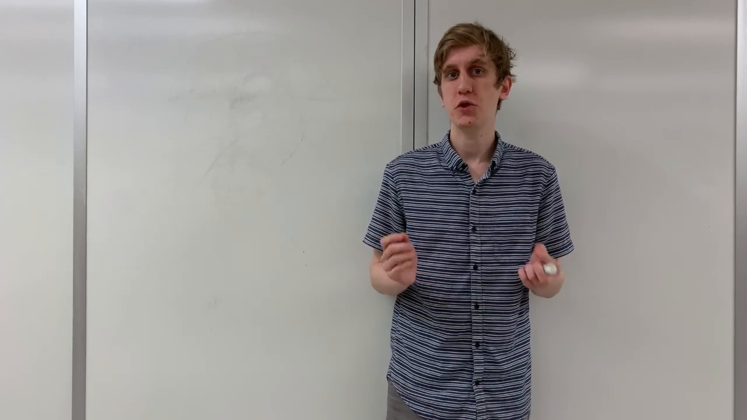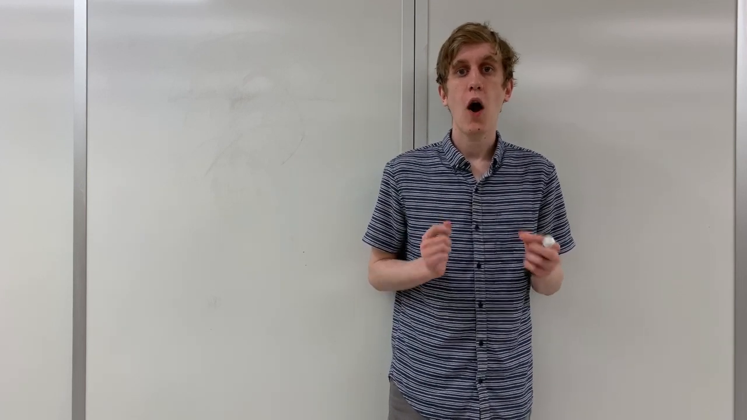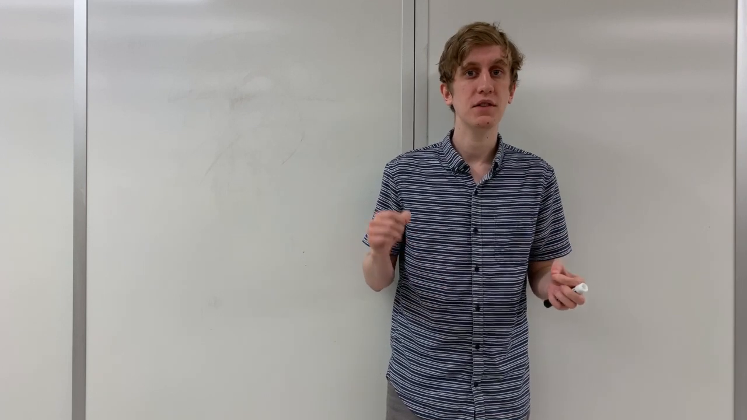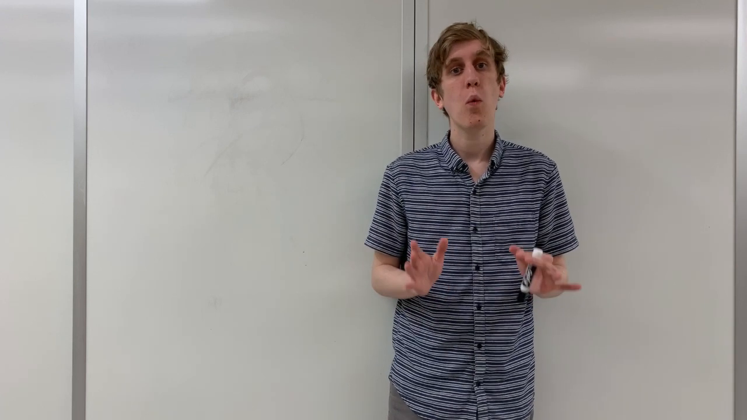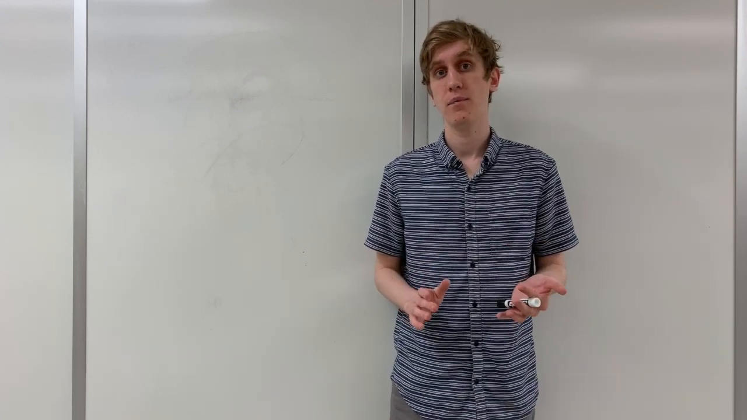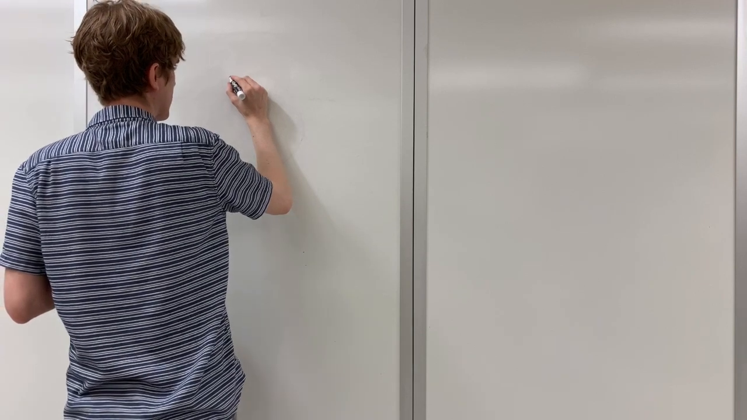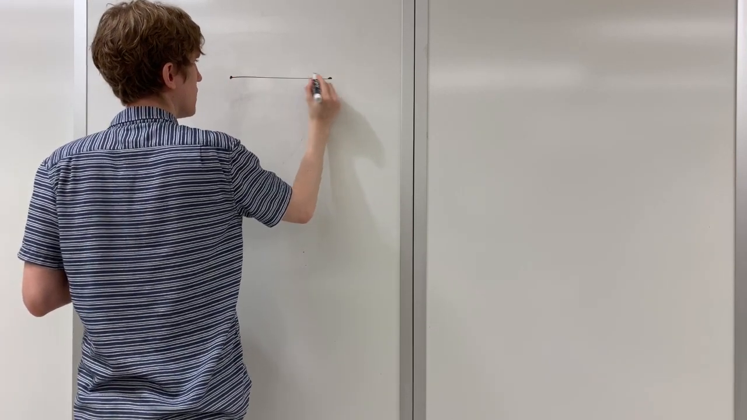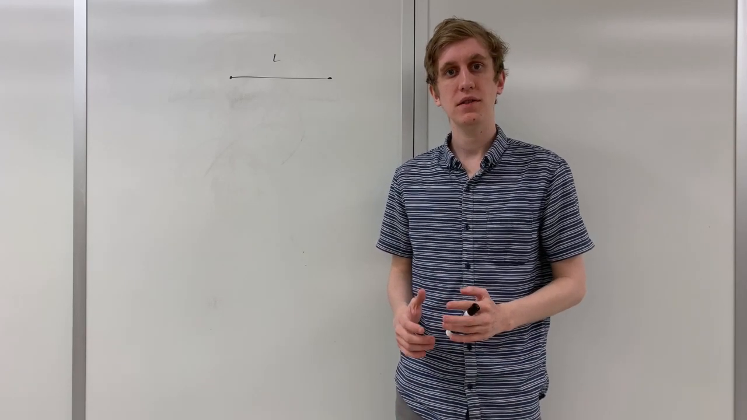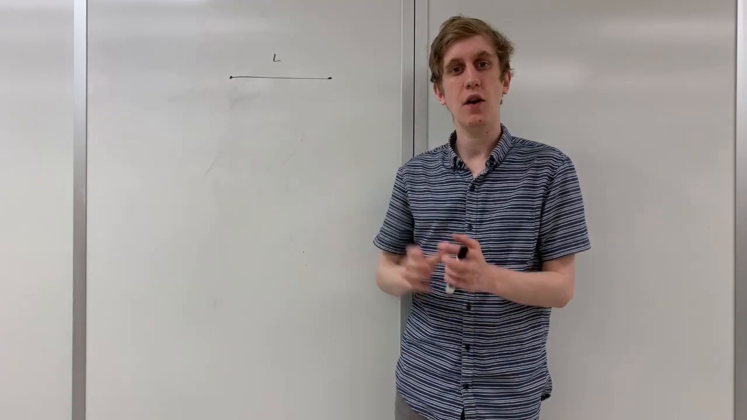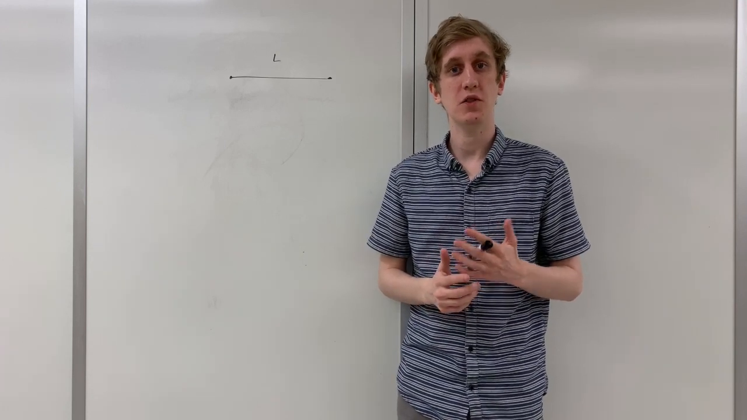For example, if you have a string that is tied down at both ends, then the only waves that are allowed on the string are waves where there is a node at both ends of the string. Let's see how we can use this information to determine what the wavelengths of the waves are. Suppose I have a string of length L. This string is tied down at both ends, meaning there must be a node here and a node here. Let's see if we can figure out what the allowed wavelengths for a standing wave on this string are.